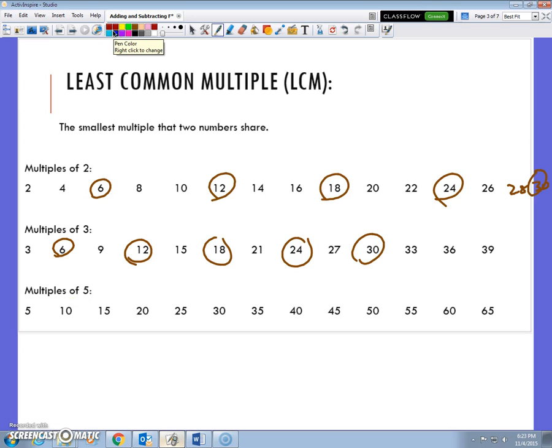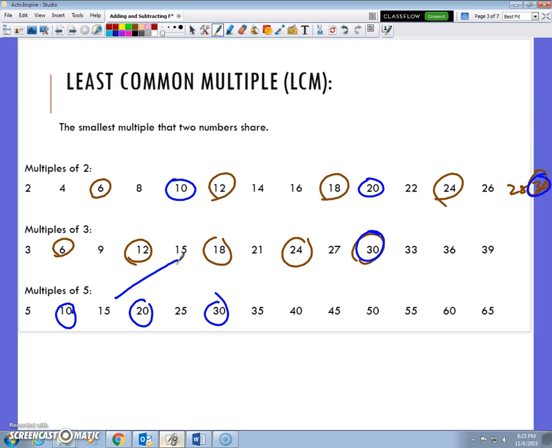Even 5, let's just do a different color here. 5 would share a 10 with a 2, or a 20 with a 2, or a 30. Oh, but with that, it also shares it with 3 as well. Or even right here, look at this, they share a 15.